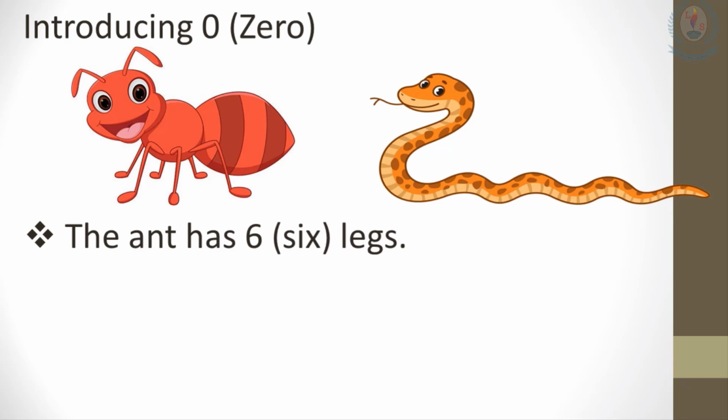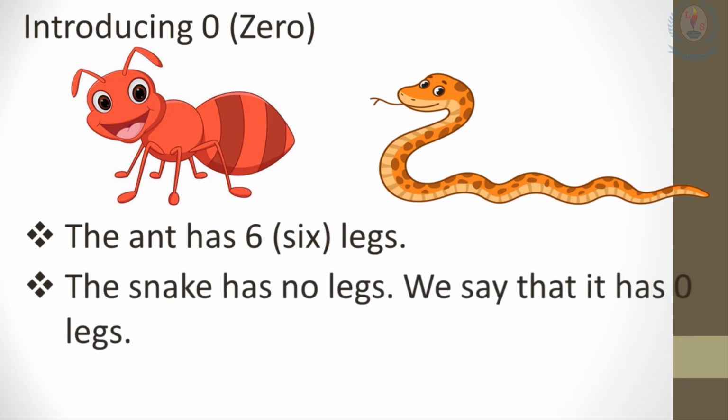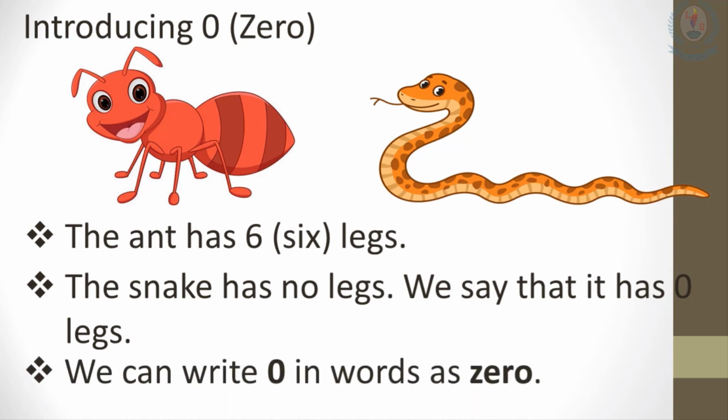What about the snake? Does it have legs? The snake has no legs. We say that it has 0 legs. 0 means nothing. Empty. We can write 0 in words as zero.